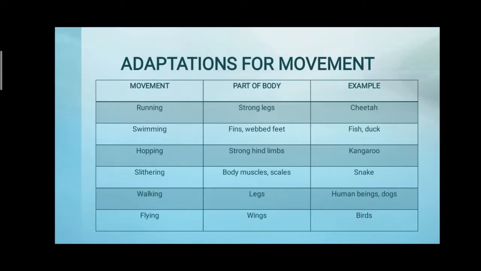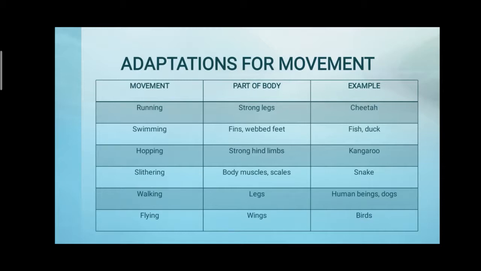First, some movements and parts of the body and some examples we are going to learn. First one, running. Adaptation for movements. So for running we need strong legs. Example, cheetah. For swimming we need fins and webbed feet. Example, fish and duck. For hopping we need strong hind limbs.